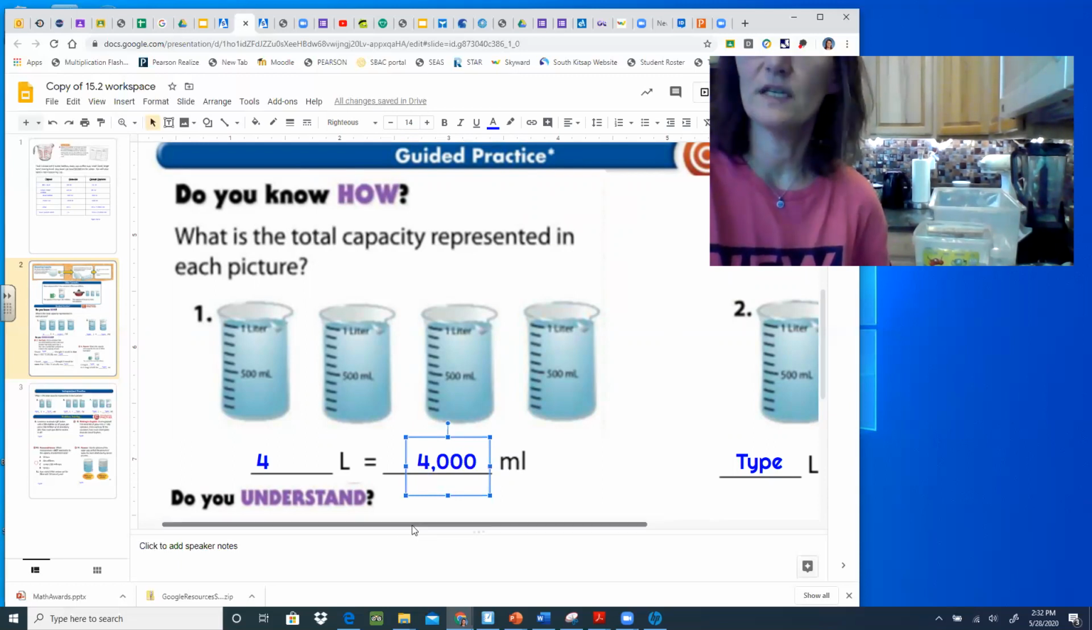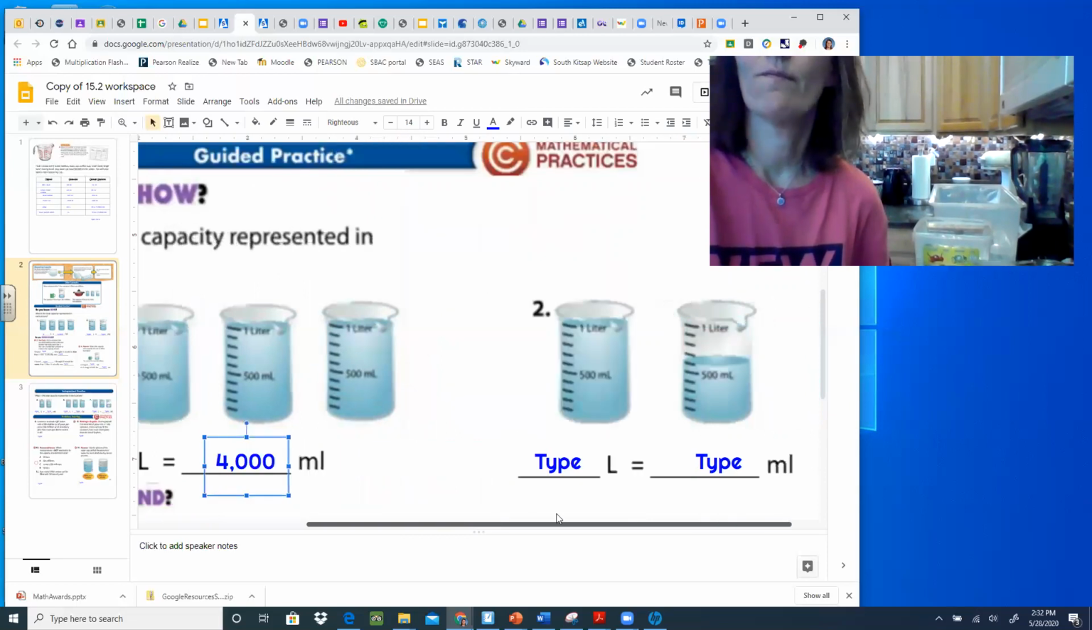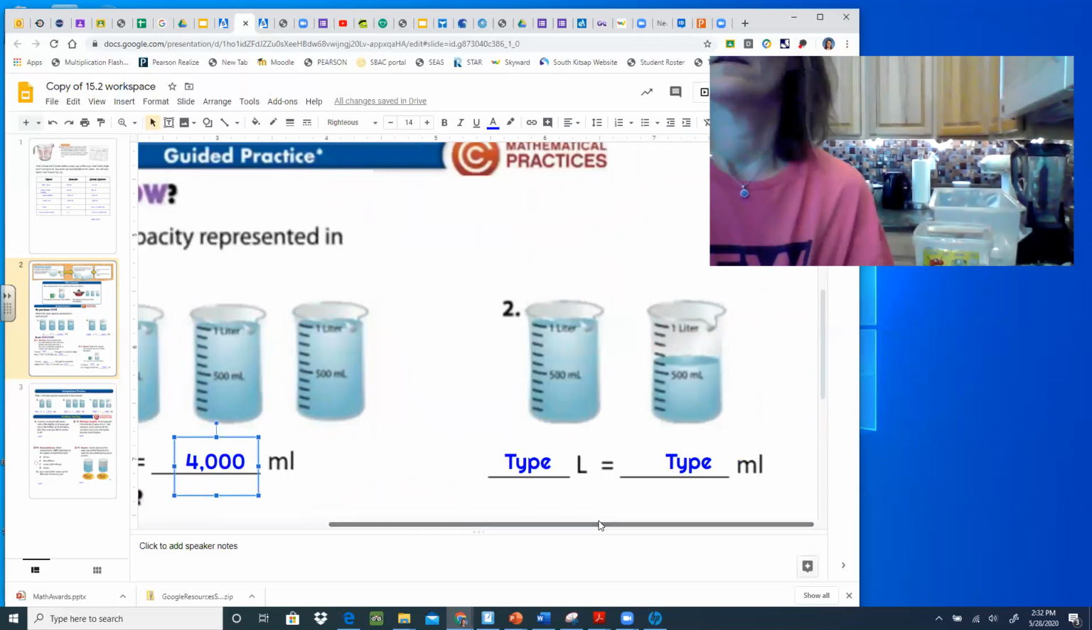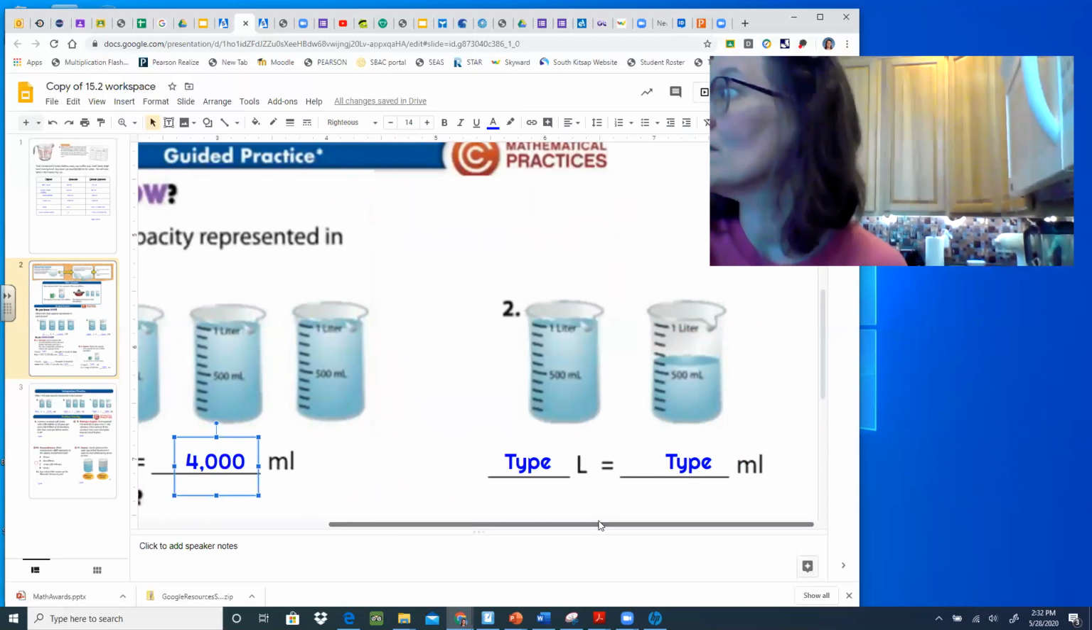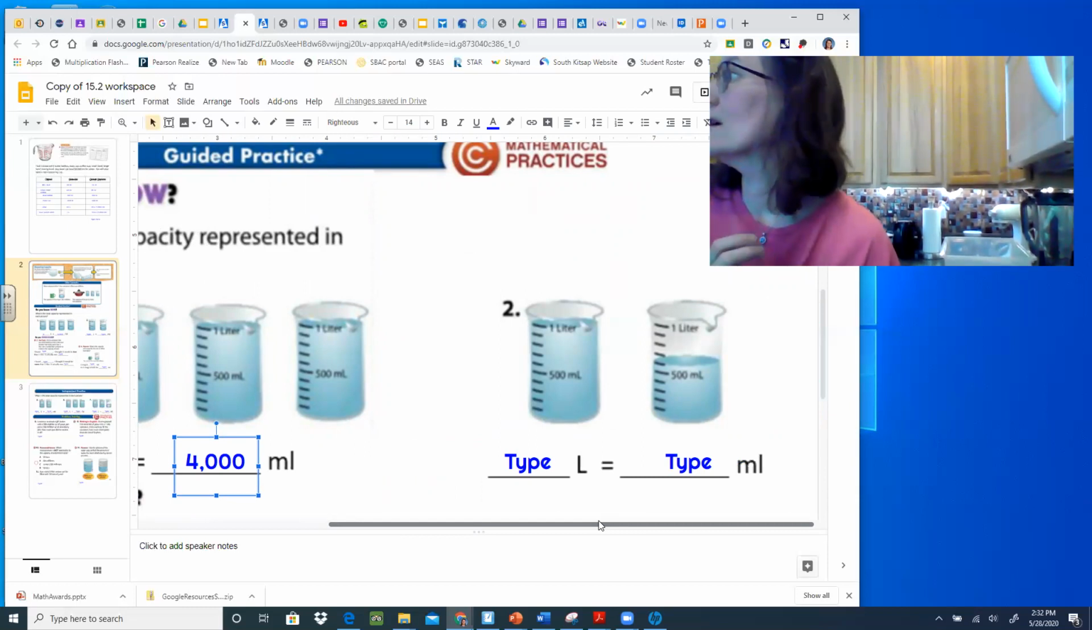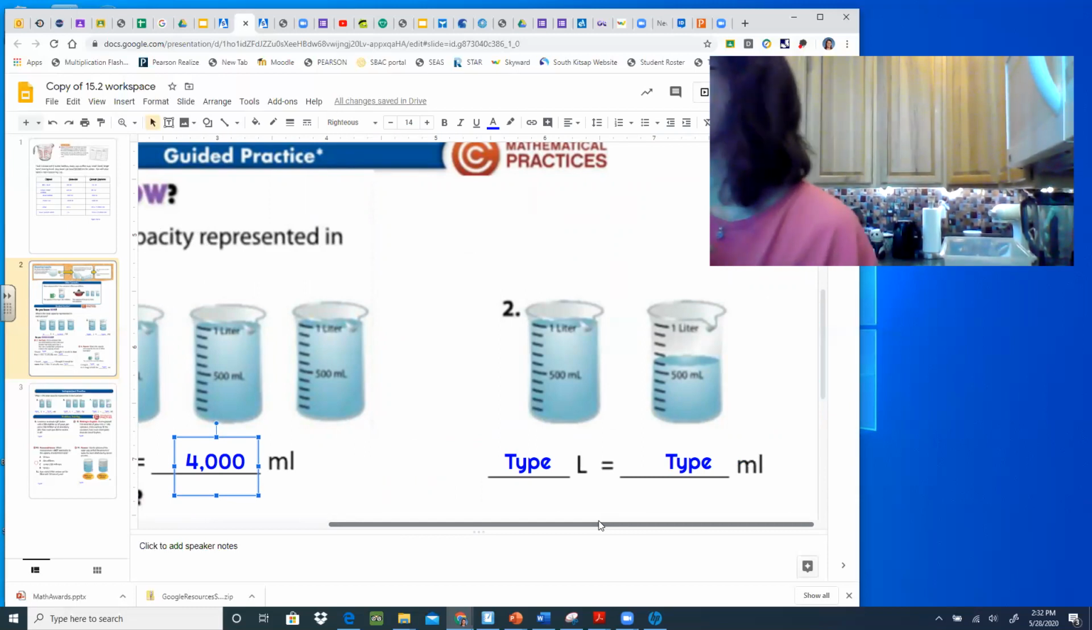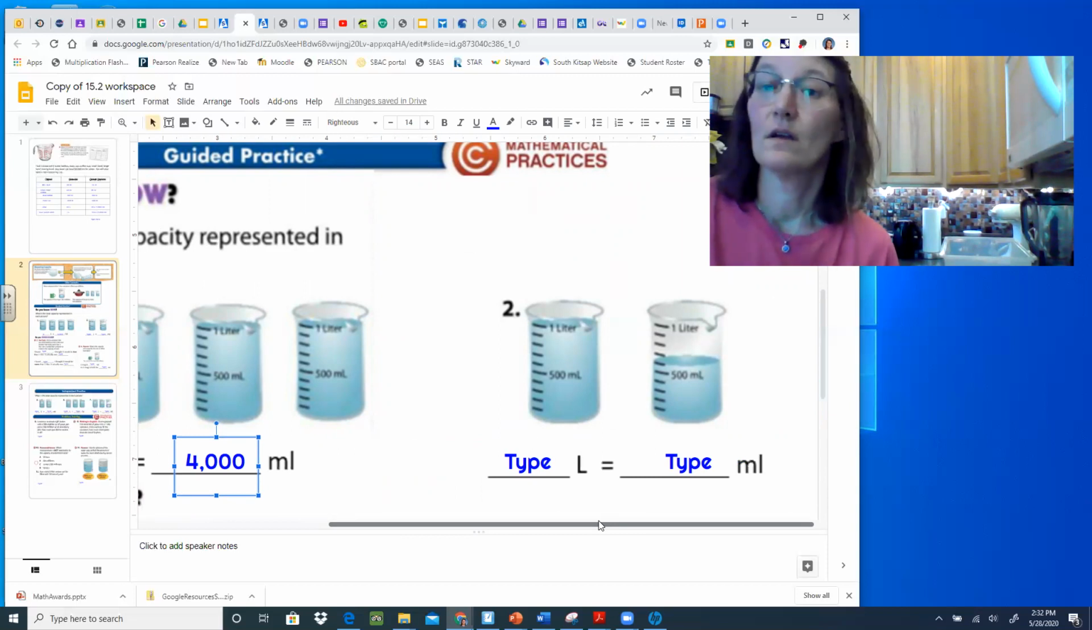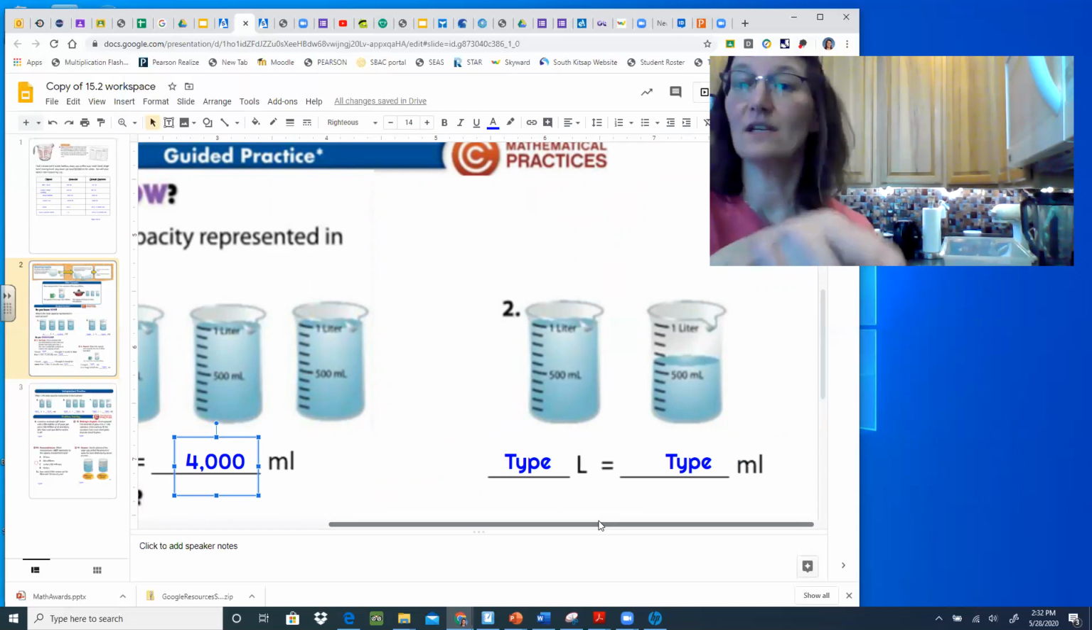So if you need to pause the video and get caught up, please do so. Because there's 1,000 milliliters in every liter. The prefix milli means 1,000. There were 4 liters in the picture.